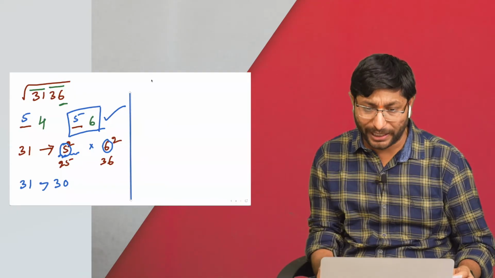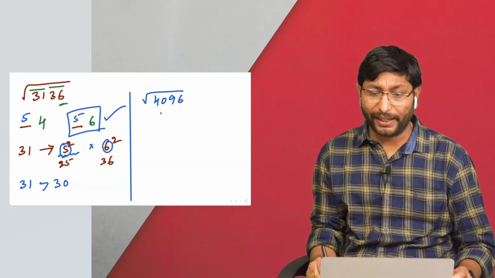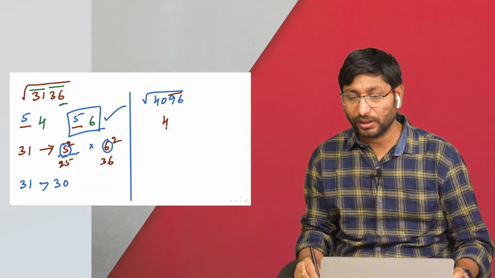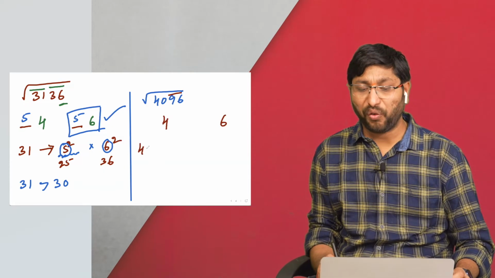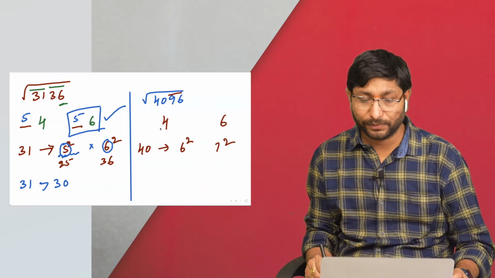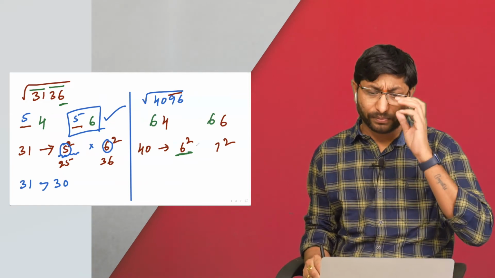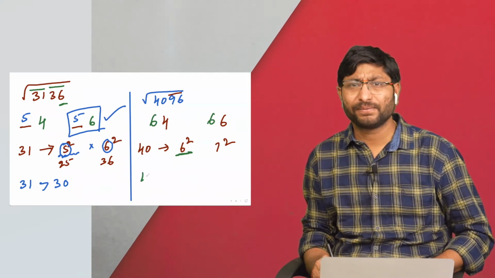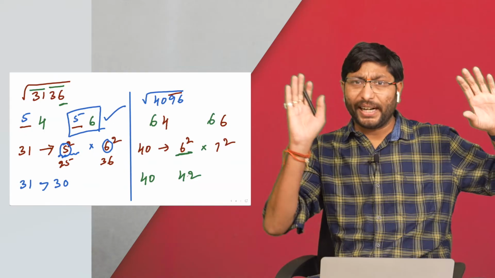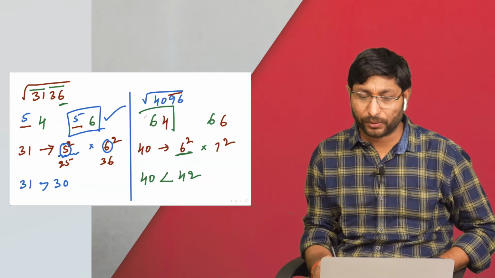Let me teach you a few more examples to help you understand. Square root of 4096. Again, 6 is the last digit, so the root ends with 4 or 6. Now consider 40. 40 comes between 6 square and 7 square. Considering the lowest number, 6, the answer can be 64 or 66. Now compare: 6 times 7 is 42. 40 and 42, 40 is less than 42. So the answer will be 64.